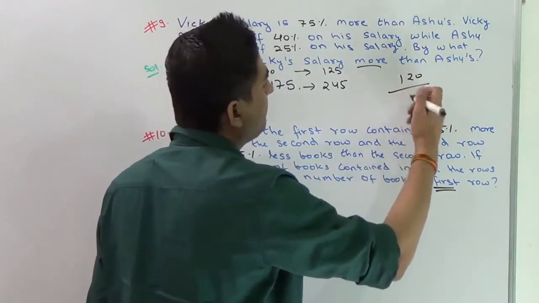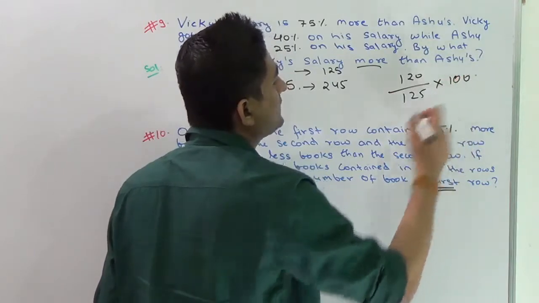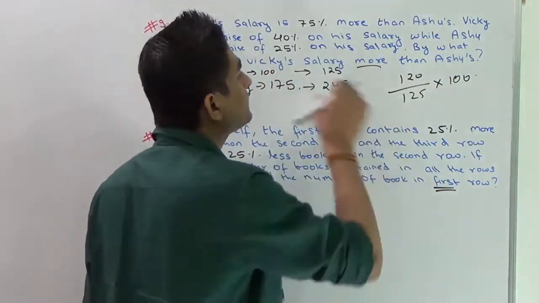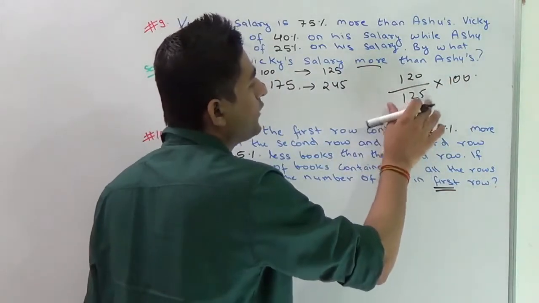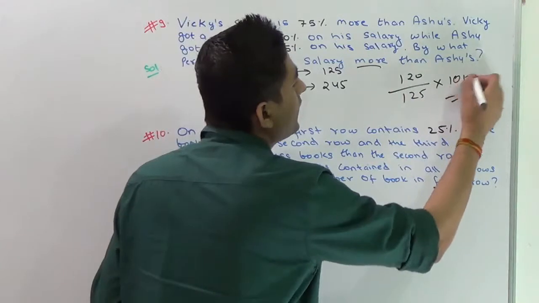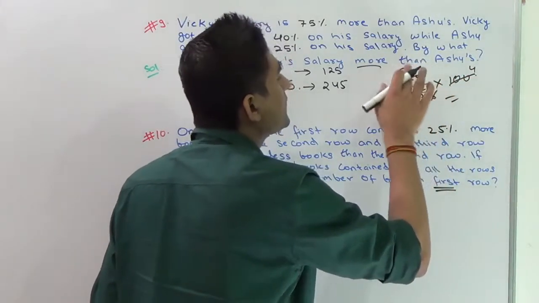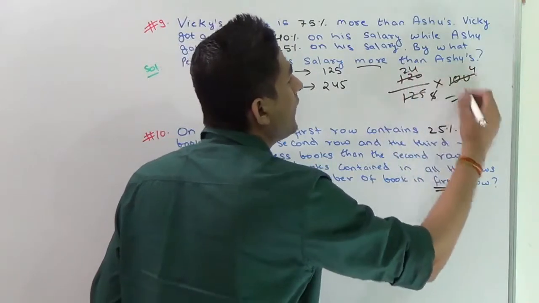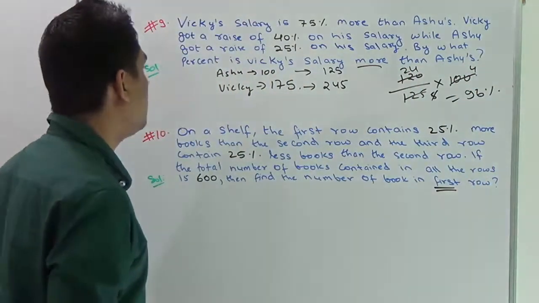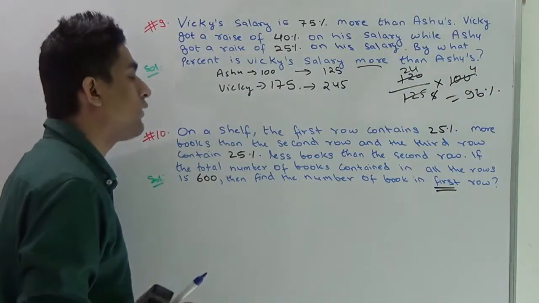I have to take as the base the salary of Ashu, that means 125, and calculate the percentage, because we have to find how much percent Vicky's salary is more than Ashu's. Ashu's salary is 125 and the extra amount is 25 fours, 25 fives, which comes out to be 96%. Therefore, the salary of Vicky is 96% more than that of Ashu.